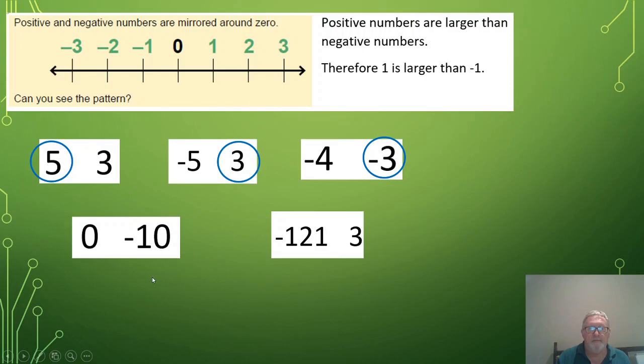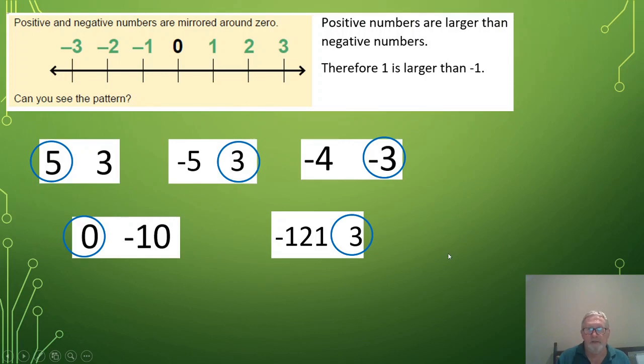0, -10. What's larger? 0 is further to the right. 0 is larger. Even if it's a huge number like 121 and 3, if it's got that negative in front of it, the 3 is larger. Having $3 in your pocket is better than owing $121. 3 is larger. All right?